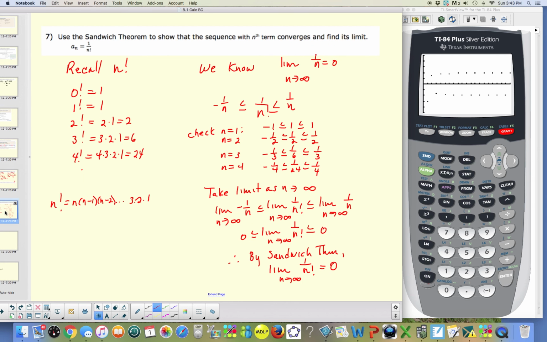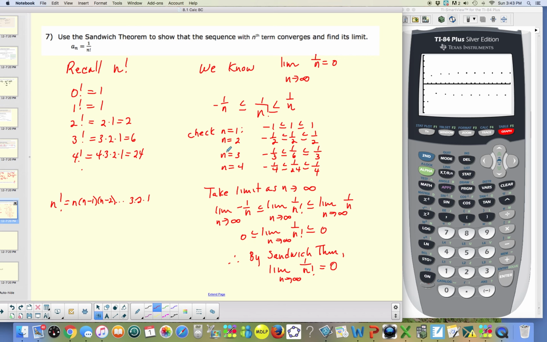Okay, last one, number 7. Use the sandwich theorem to show that this sequence converges and find its limit. Remember that n factorial looks like this: 0 factorial, 1 factorial, and so on. And we know that the limit of 1 over n as n approaches infinity is equal to 0. So this 1 over n factorial is caught between these two sequences here.